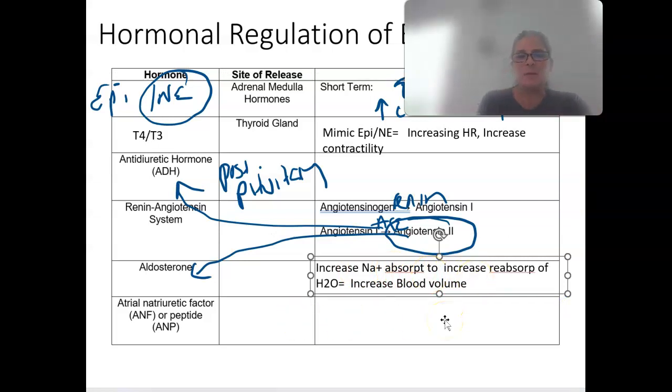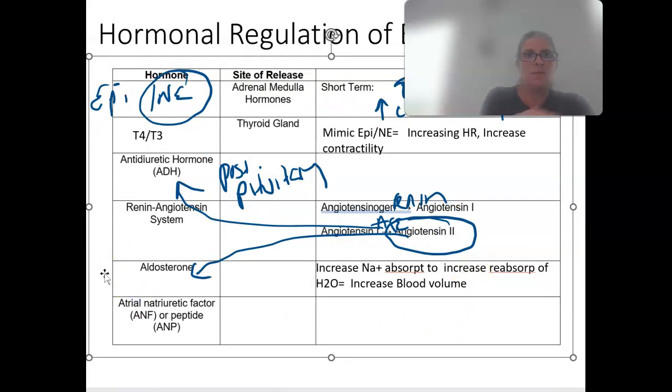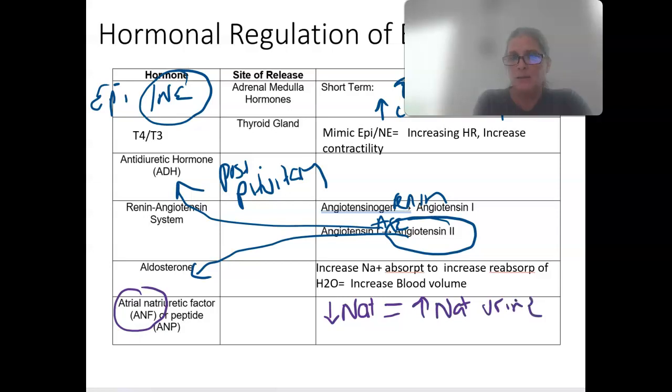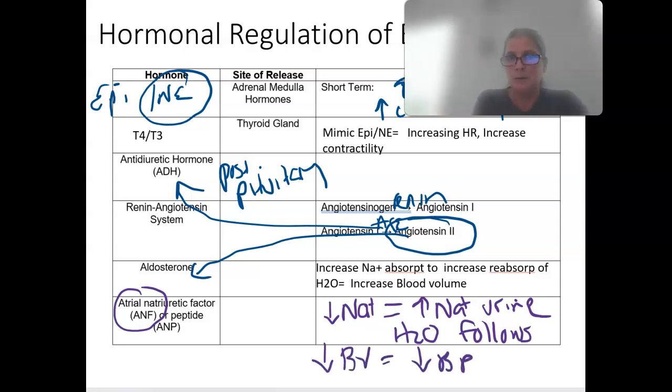And then ANF comes from the atria of the heart. So ANF comes from the heart, and it's the opposite. It's an antagonist to aldosterone, so it decreases the reabsorption of sodium. Well, if you reabsorb less sodium, that means that you eliminate more in your urine. So it increases the sodium in your urine, which means water follows. So now what we would say is that we are increasing our urine output. We're urinating more, so that will lower our blood volume and lower our blood pressure.